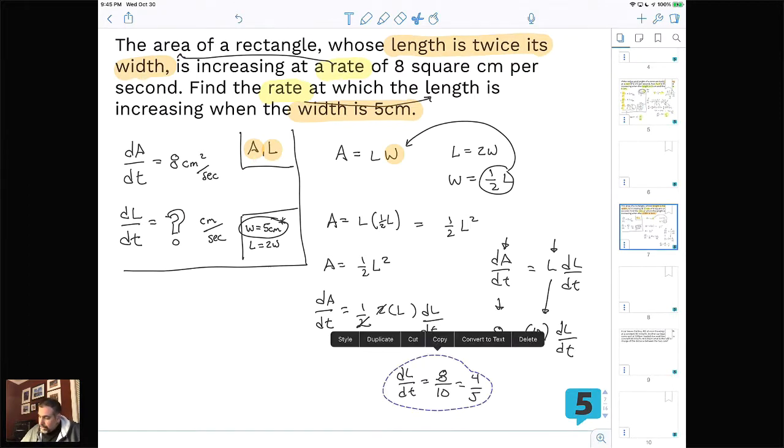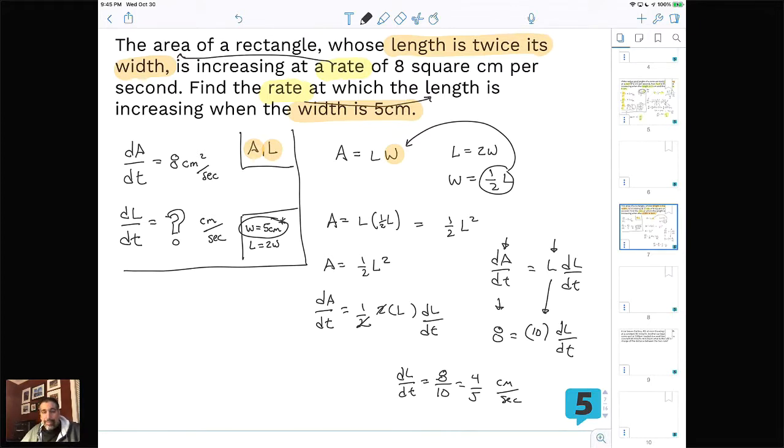Don't leave this problem too fast because I am not done until I make sure I use my units. So the units of L in this problem are centimeters, and the units of time in this problem are seconds. So my final answer is dL over dt equals 4/5 centimeters per second.